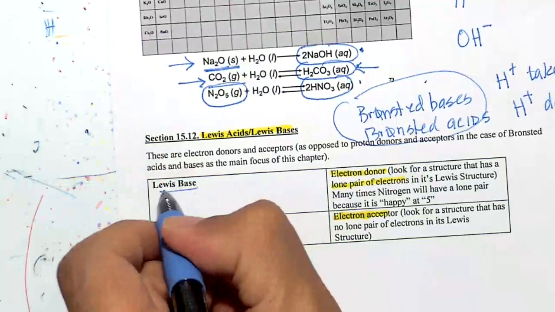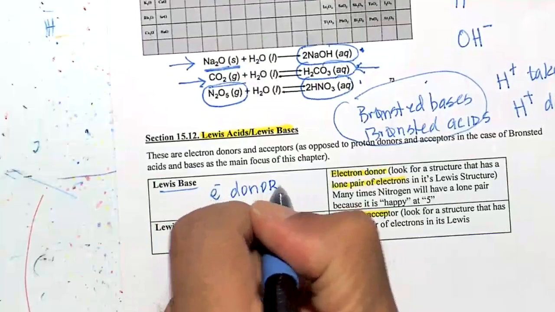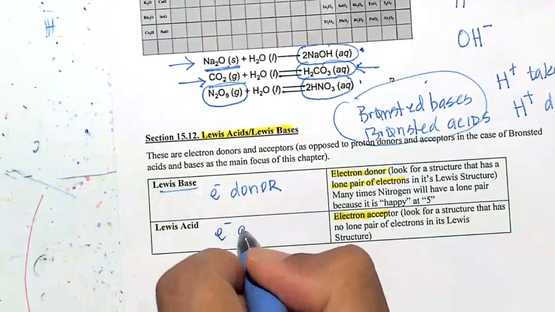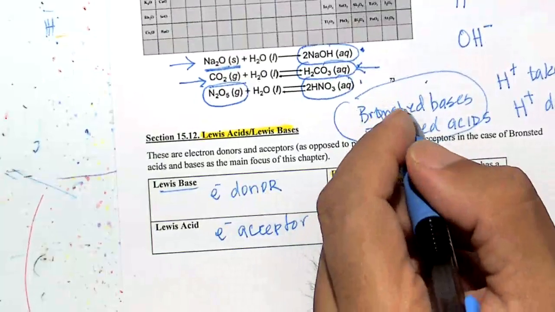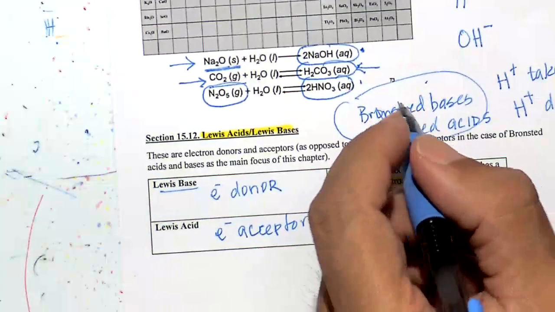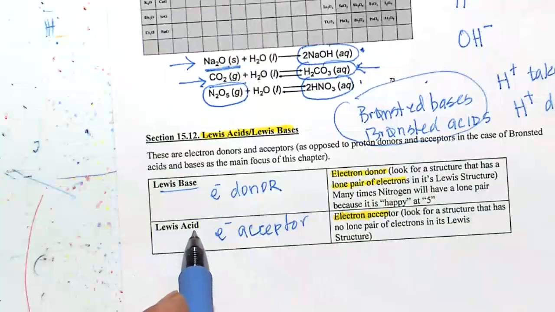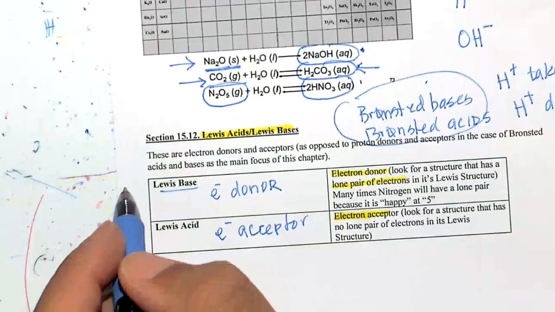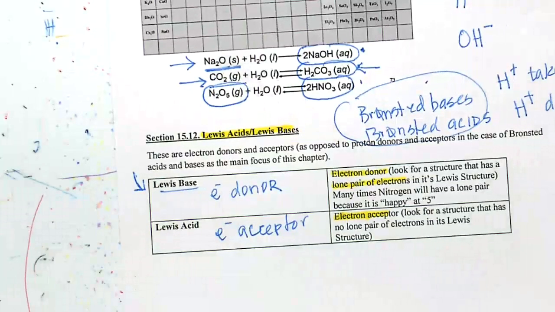Here, the Lewis base is the electron donor. Again, not going to go into the details. A Lewis acid is an electron acceptor. So Brønsteds have to do with the transaction of protons. Lewis acids and Lewis bases have to do with the transaction of electrons. You'll learn more about this in your higher level chemistry classes. All right, so this is a wrap of chapter 15.